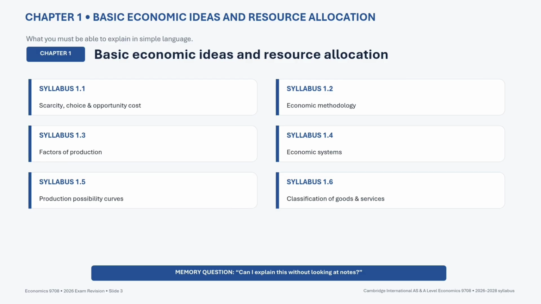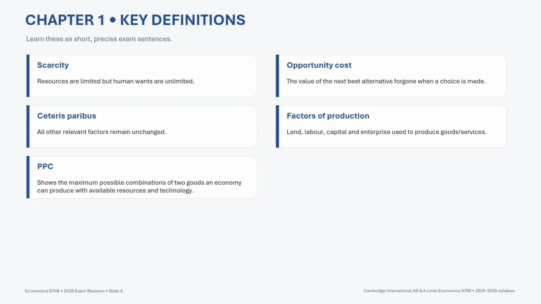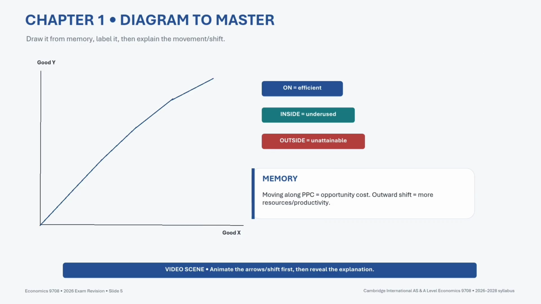Chapter 1 is about the basic economic ideas and resource allocation. Key definitions of scarcity, opportunity cost, the factors of production, and PPC are very important. The PPC rule: on the curve is efficient, inside is underused, outside is unattainable. This should be mastered.